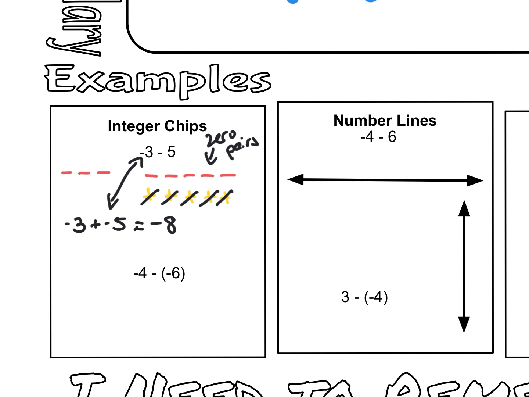Let's look at another example. If you want to pause the video and try it on your own with the integer chips, go ahead and do that. This time I'm starting with 4 negatives. I'm going to take away 6 negatives.